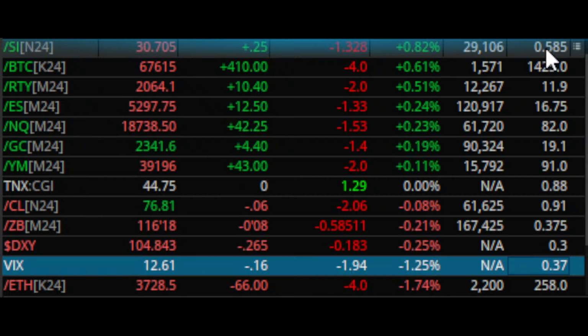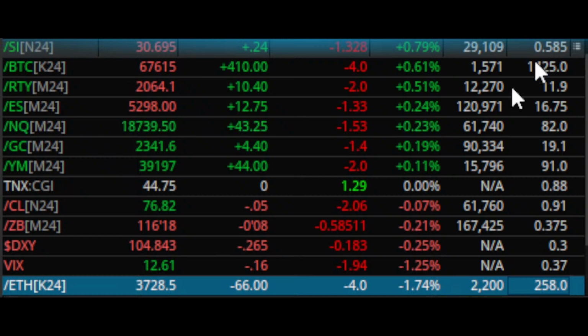VIX is down 1.25%. We were down to an 11 VIX yesterday prior to the market, but then we jumped right back up to a 12. That's not a lot of fear, but it's a jump in the VIX. Ether is down 1.74%.